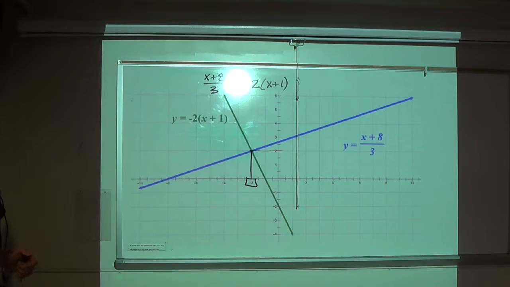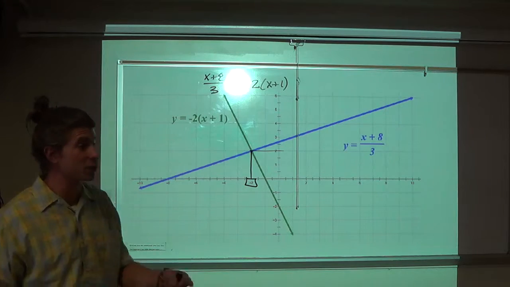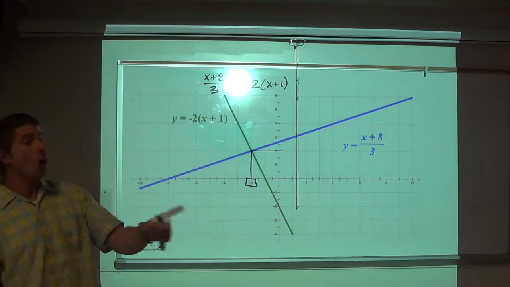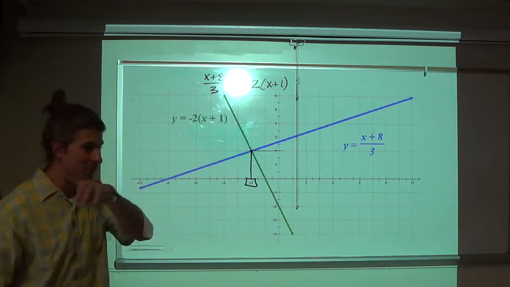Go ahead, Blake. How about the number crunching? Would that make it easier? Let's say we didn't have the graph to work with. If you didn't have the graph to work with, your choices are make the graph, like Tammy's describing, or crunch the numbers, which I'll be happy to share with you after class.